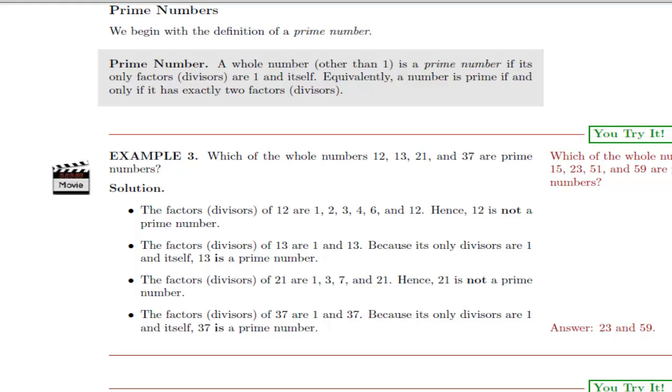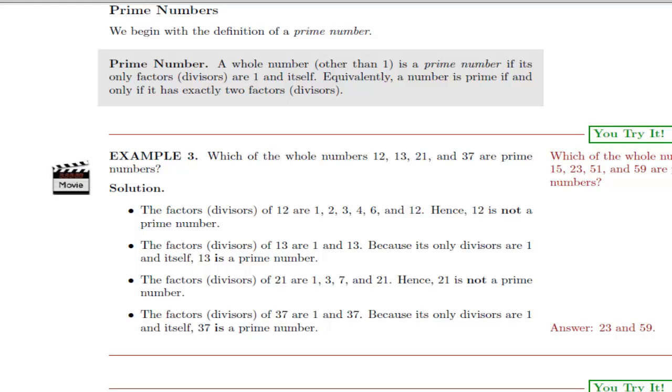Solution. The factors or divisors of 12 are 1, 2, 3, 4, 6, and 12. Hence, 12 is not a prime number. It has more than two factors. The factors or divisors of 13 are 1 and 13. Because its only divisors are 1 and itself, 13 is a prime number.